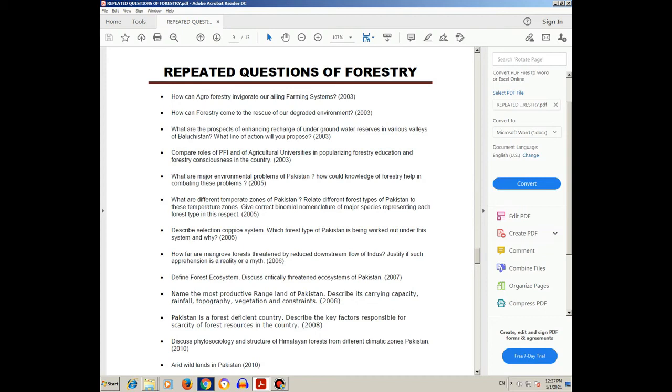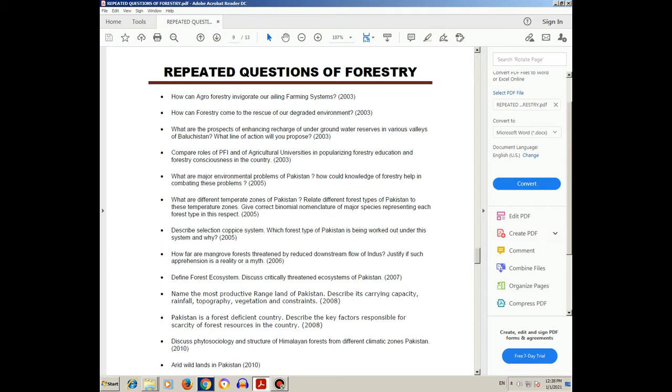2005 What are the different temperate zones of Pakistan? Relate different forest types of Pakistan to these temperature zones. Give correct binomial nomenclature of major species representing each forest type in this respect. 2005 Describe the selection cum system. Which forest type of Pakistan is being worked out under this system and why?